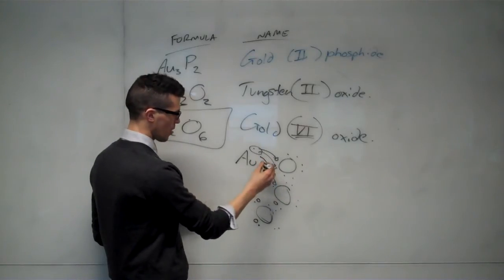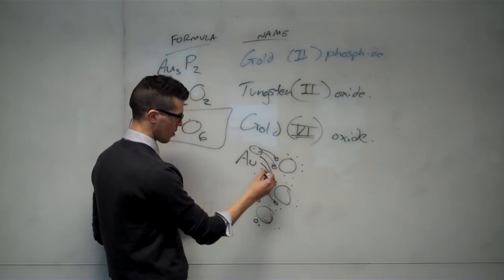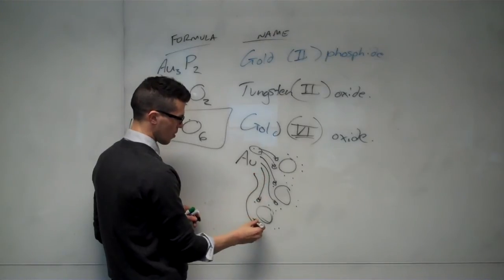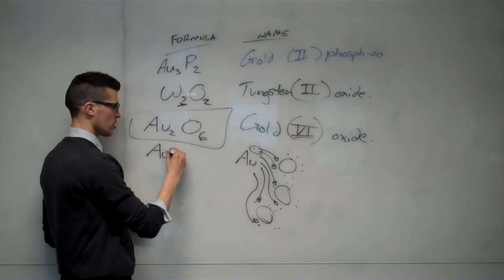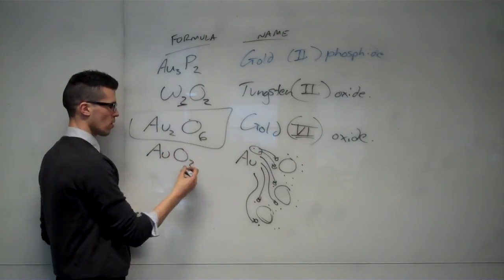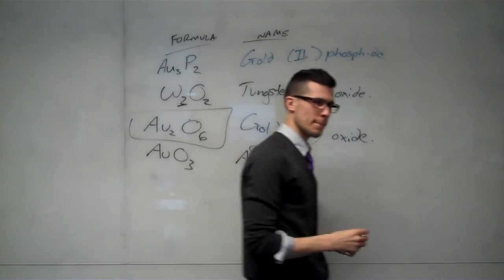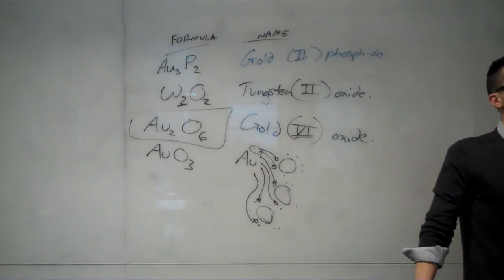Now these 2 are going to go right there. Write that on the test. These are going to go right there, because that's just not the most reduced form. So you can have this, or you can have AuO3. But is it okay if I write it on the test? Yeah.